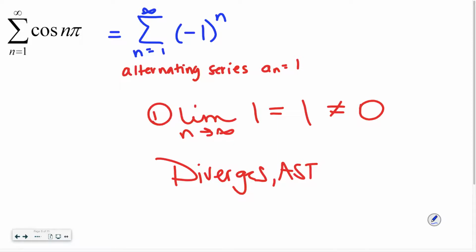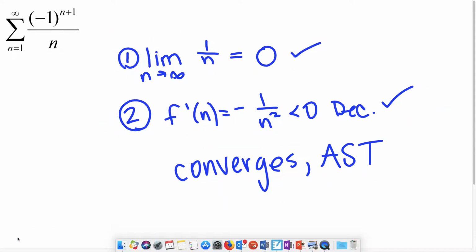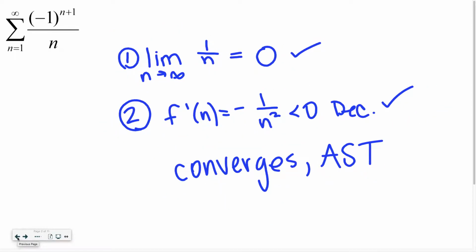Okay. Now, was anybody bothered by this one? Should we have been? If we didn't have the alternating piece, the series of 1 over n, what would it do? It would diverge because it would be a p series where p is 1. But as an alternating series, it converged.